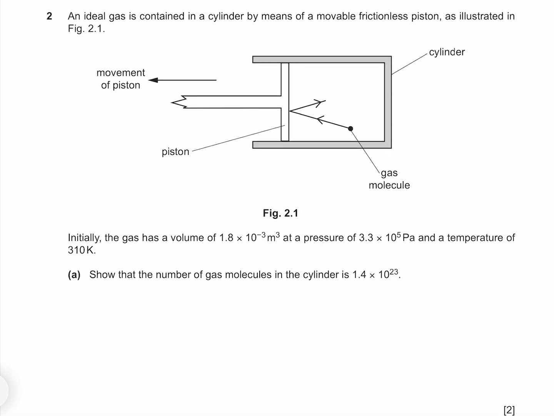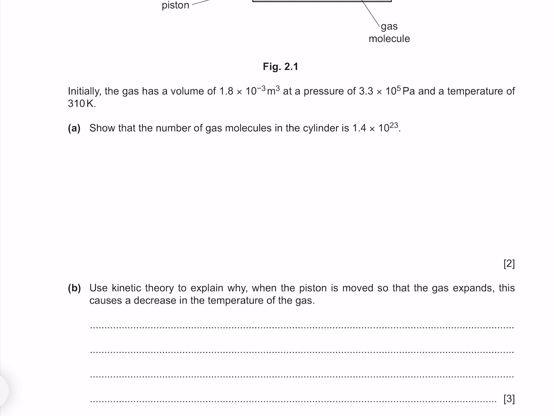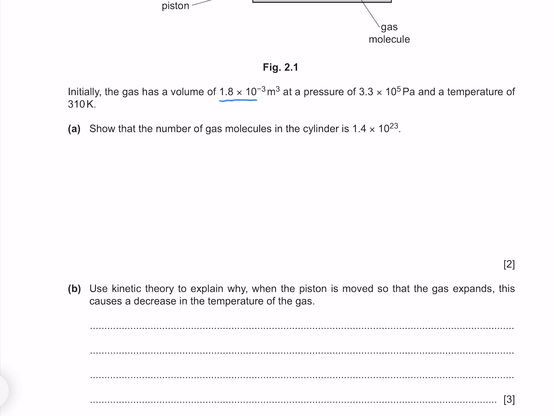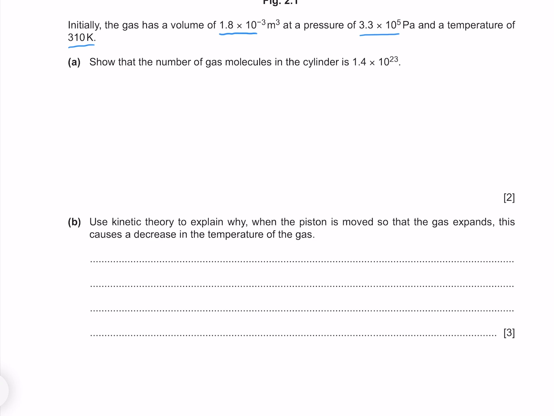An ideal gas is contained in a cylinder by means of a movable frictionless piston, as illustrated in figure 2.1. Initially, the gas has a volume of 1.8 times 10 to the minus 3 meter cubed at a pressure of 3.3 times 10 to the 5 pascals at a temperature of 310 Kelvin. Show that the number of gas molecules in the cylinder is 1.4 times 10 to the 23.